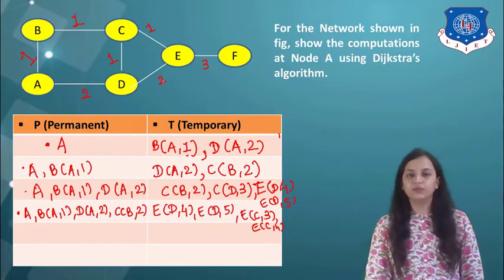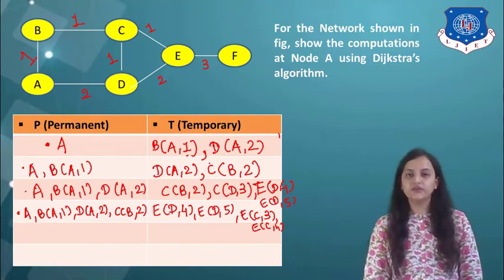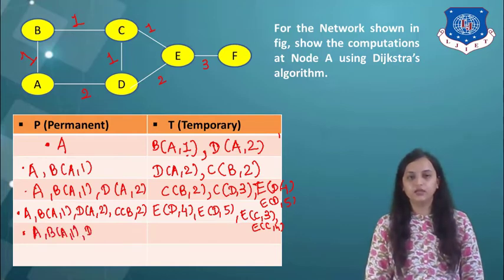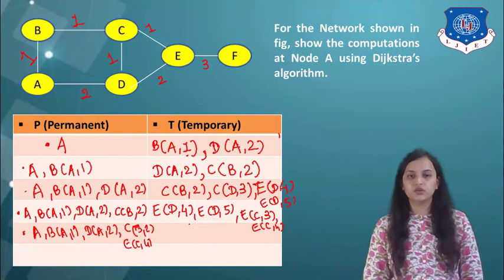Again, if we check the path to reach the E node via C, which we have already considered, that means 1 plus 1 plus 1, 3. This is 2 plus 1, 3 plus 1, 4. So all the paths are considered. From this we need to select the smallest value, which is EC3. We have to shift it on the permanent node side. So here we are left with A, BA1, DA2, CB2. And now from this we are going to write down EC4. Okay, sorry, EC3.